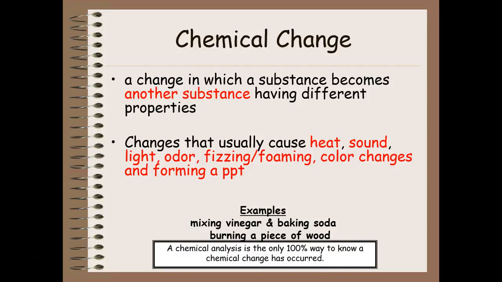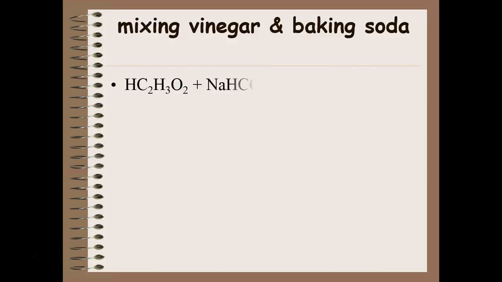The only 100% way to know whether a chemical change has occurred is if you do a chemical analysis. You actually analyze the compounds that you start with and then the compounds that you end with to see if they are made of the same elements. So mixing vinegar and baking soda in terms of a chemical equation looks like this.